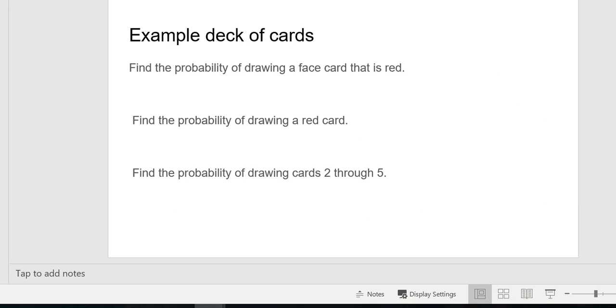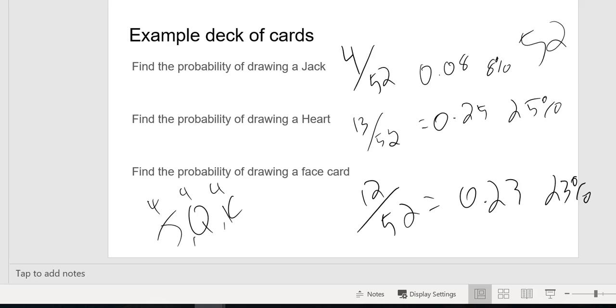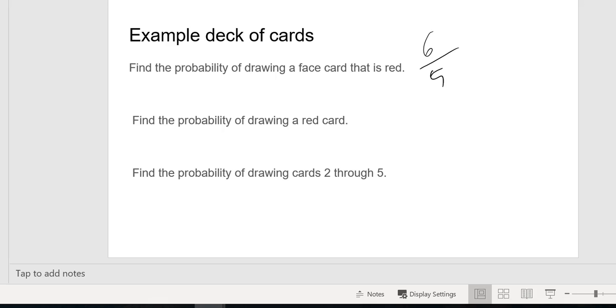And once again, what's the probability of drawing a face card that is red? Well, if you looked, we had a total of 12 face cards, and only 6 of them are red, so 6 over 52. 6 divided by 52 is about 11.5%.